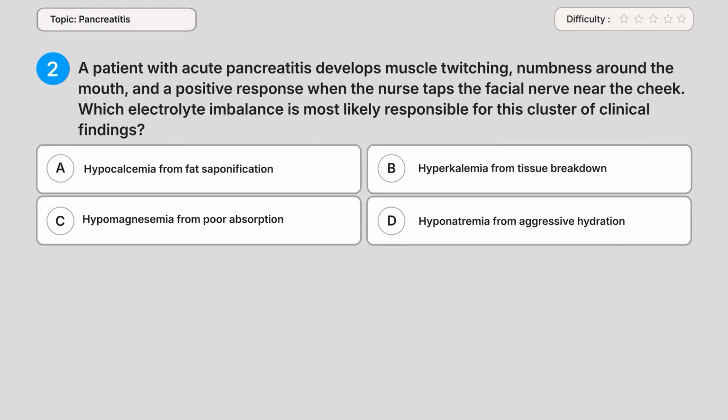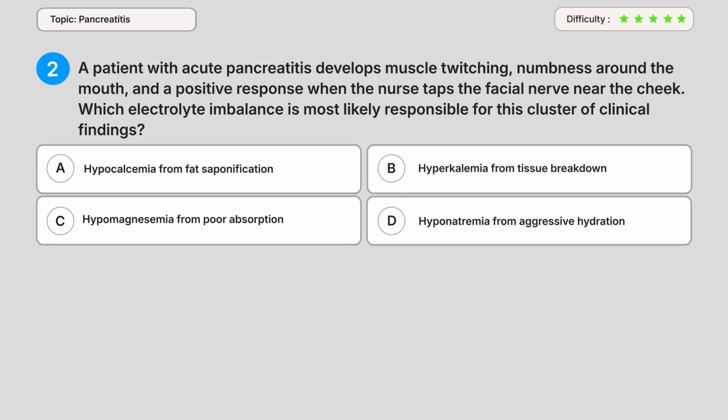2. A patient with acute pancreatitis develops muscle twitching, numbness around the mouth, and a positive response when the nurse taps the facial nerve near the cheek. Which electrolyte imbalance is most likely responsible for this cluster of clinical findings?